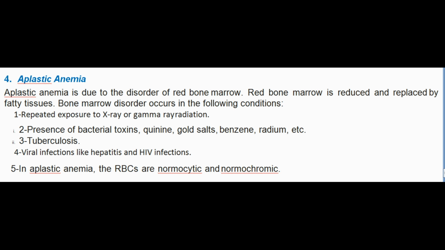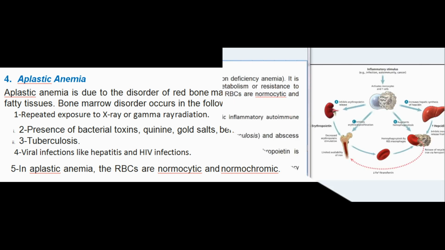Aplastic anemia is due to the disorder of red bone marrow. Red bone marrow is reduced and replaced by fatty tissues. Bone marrow disorder occurs in the following conditions: repeated exposure to X-ray or gamma-ray radiation, presence of bacterial toxins, quinine, gold salts, benzene, radium, etc. Tuberculosis. Viral infections like hepatitis and HIV infections. In aplastic anemia, the RBCs are normocytic and normochromic.